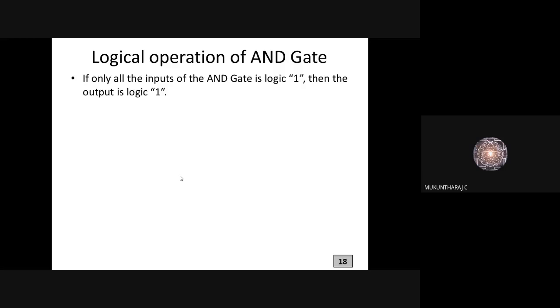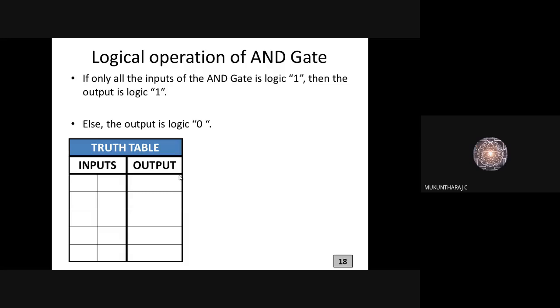The concept behind this AND gate is, only if all the inputs of AND gate are logic 1, then the output is logic 1. If it is a 2-input AND gate, both the inputs should be logic 1. Then only this AND gate will produce logic 1 output. Otherwise, the output will be 0. Or alternatively, if one of the inputs is logic 0, the output is logic 0. So this is the truth table representation of logical operation of AND gate.